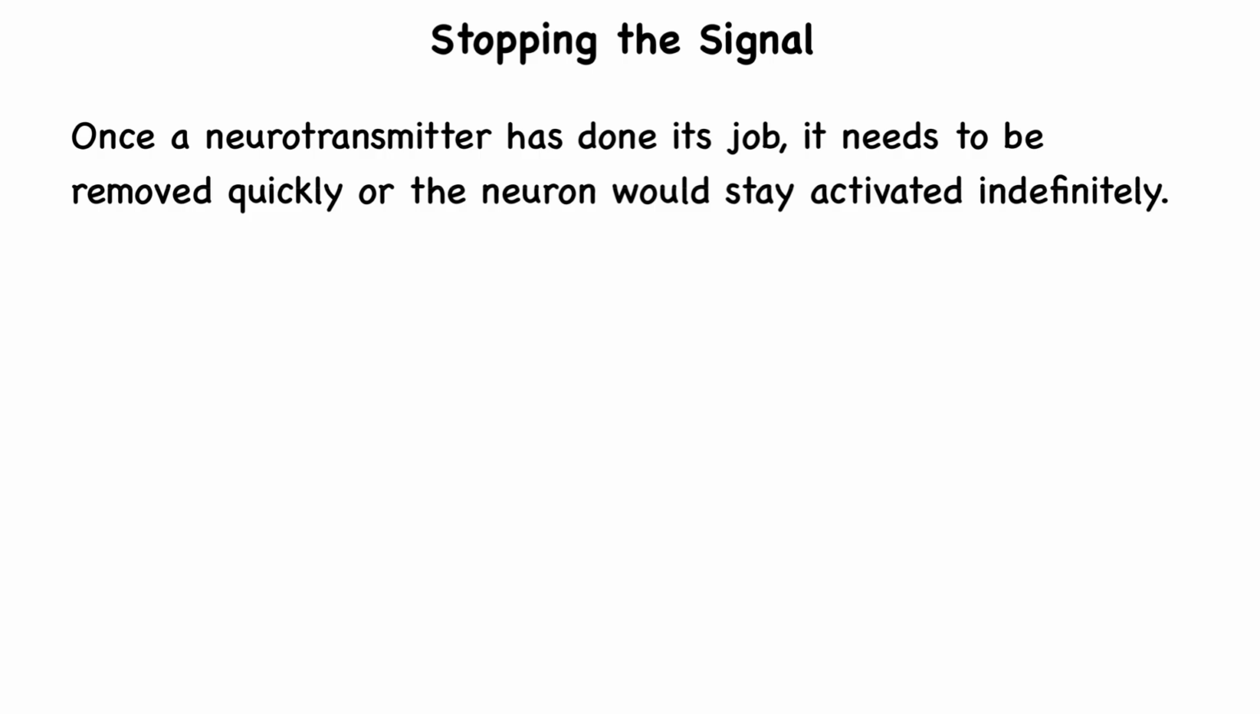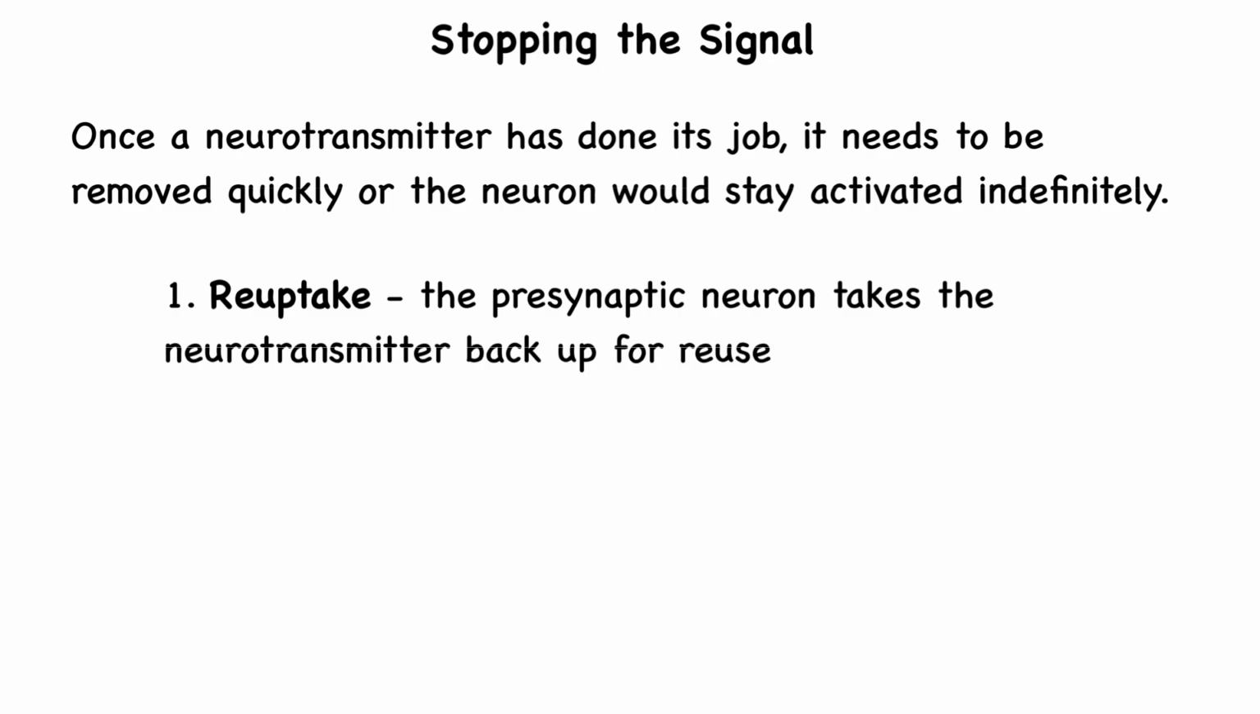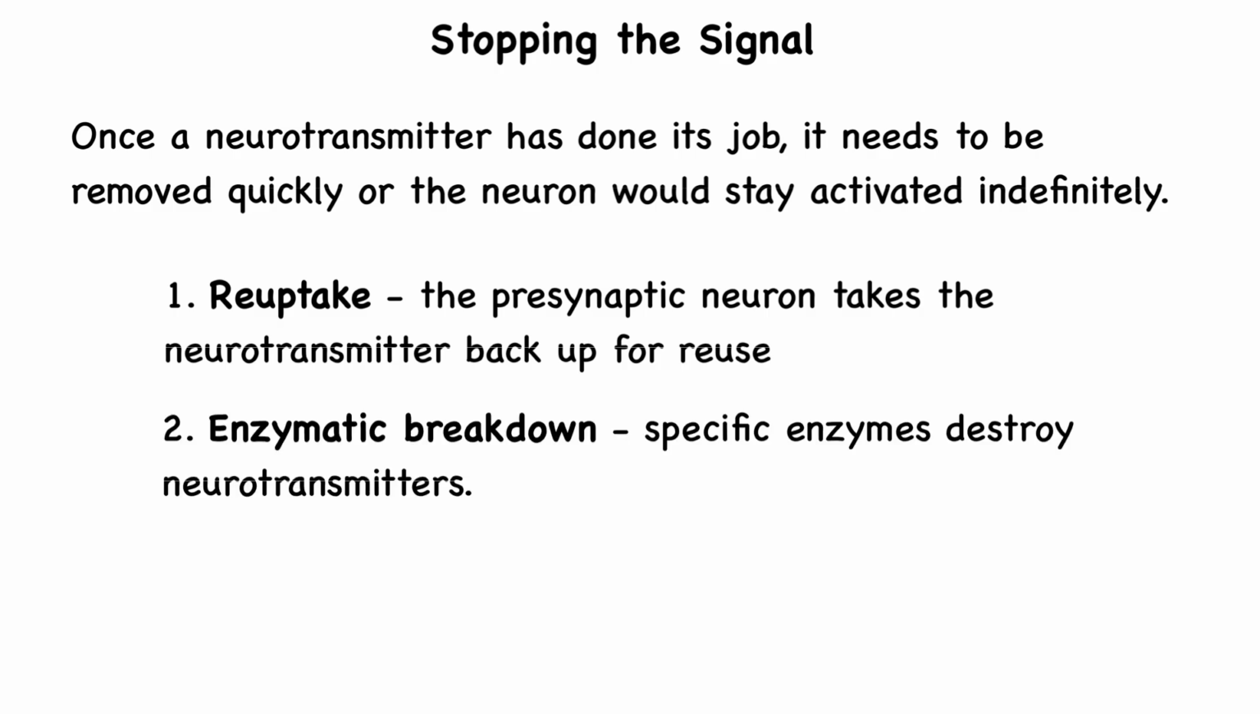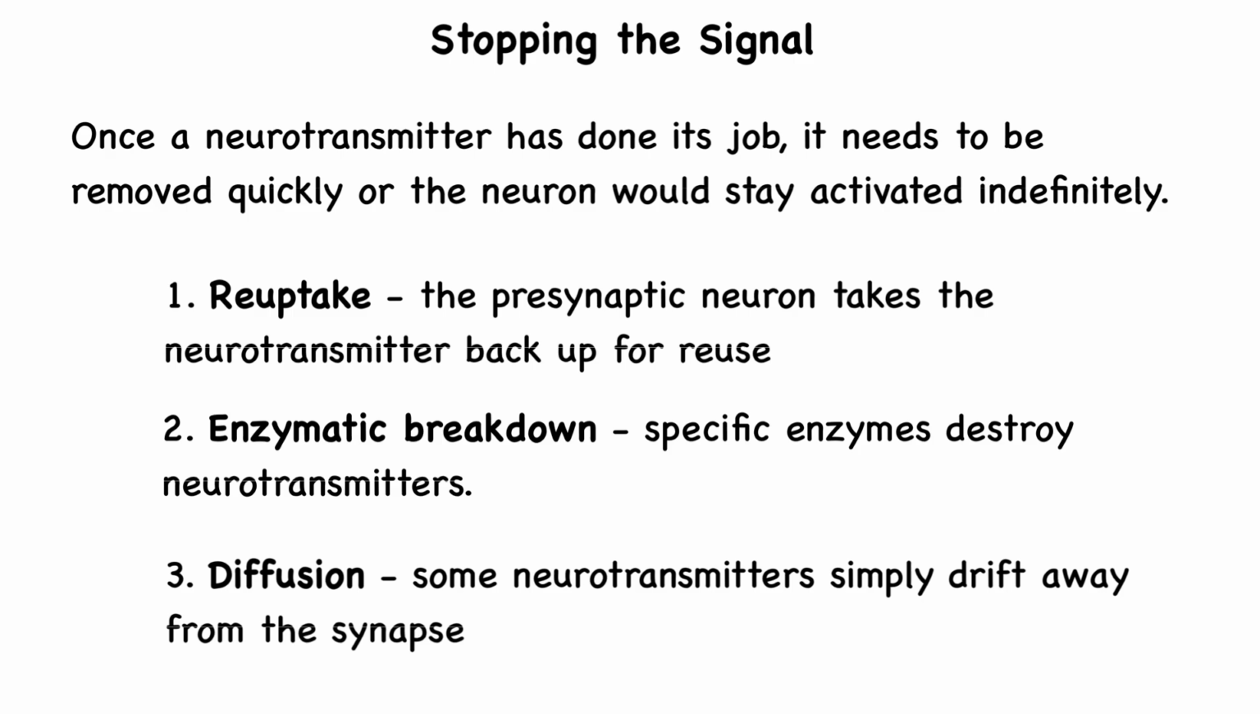The first is reuptake. The presynaptic neuron takes the neurotransmitter back up for reuse, kind of like recycling. Sometimes nearby neuroglia can help with this process too, where it is called uptake. There's also enzymatic breakdown, where we can have specific enzymes in the synaptic cleft that destroy the neurotransmitters. For example, acetylcholinesterase breaks down acetylcholine in the synaptic cleft. And then there's diffusion. Some neurotransmitter molecules just simply drift away from the synapse. These processes ensure that the signal is quick, precise, and doesn't linger.